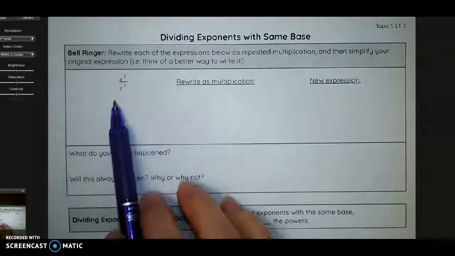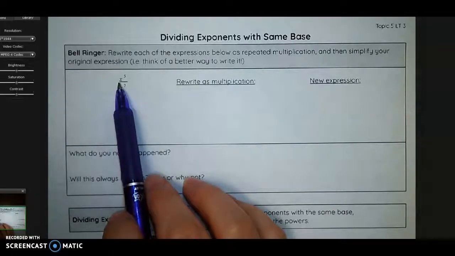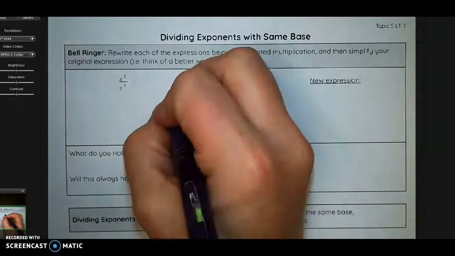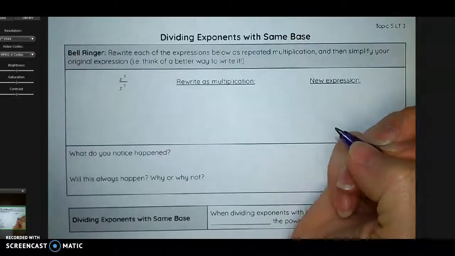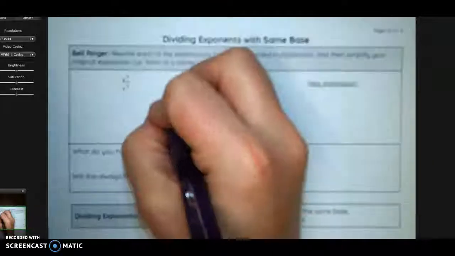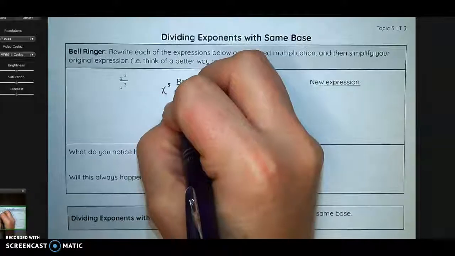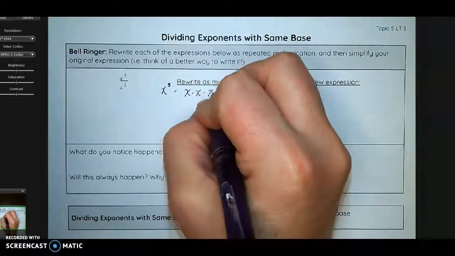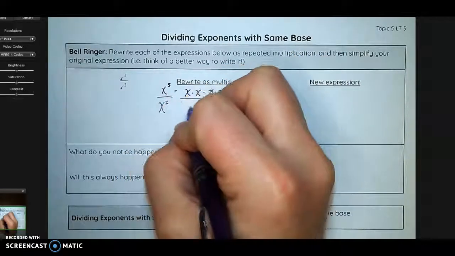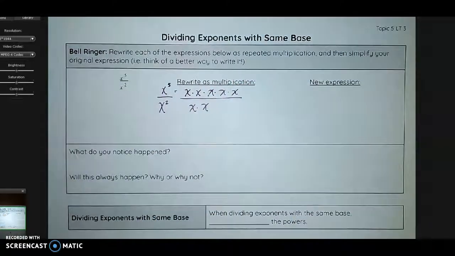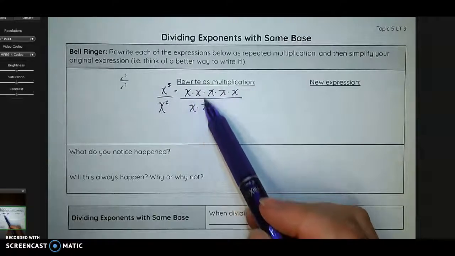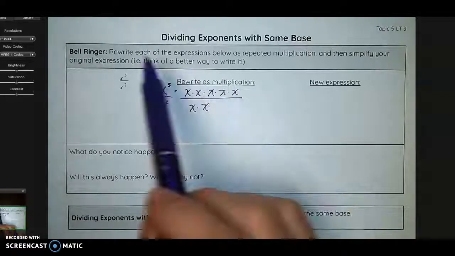So if I can take this, I can look at this. Exponents are repeated multiplication. So we're going to rewrite this as a multiplication problem. And if you think you can do that by yourself, pause it and try it yourself and then turn it back on and check it. So x to the fifth is x times x times x times x times x. X to the second is just x times x. Well, if I'm doing multiplication and I have a like term, I can cancel those out.